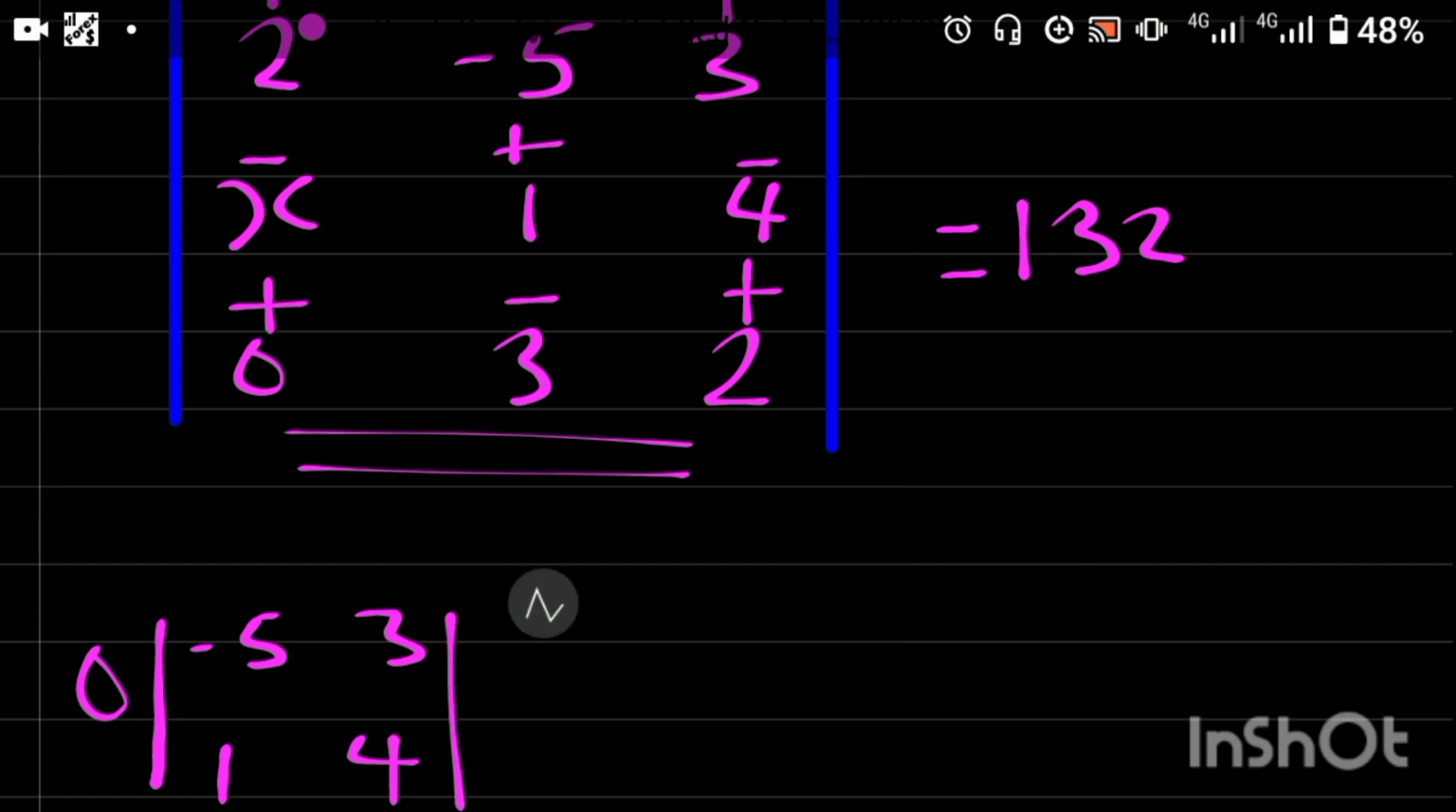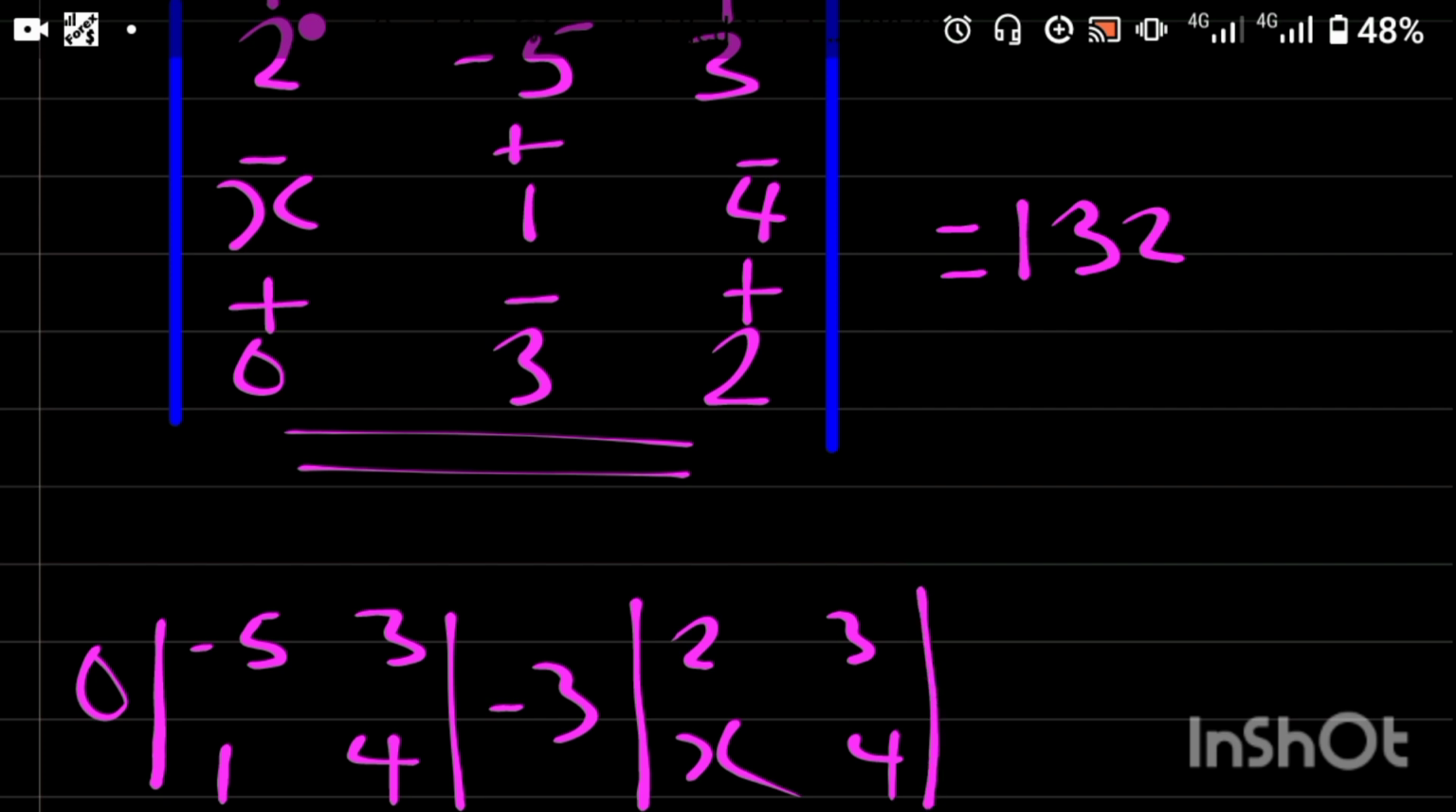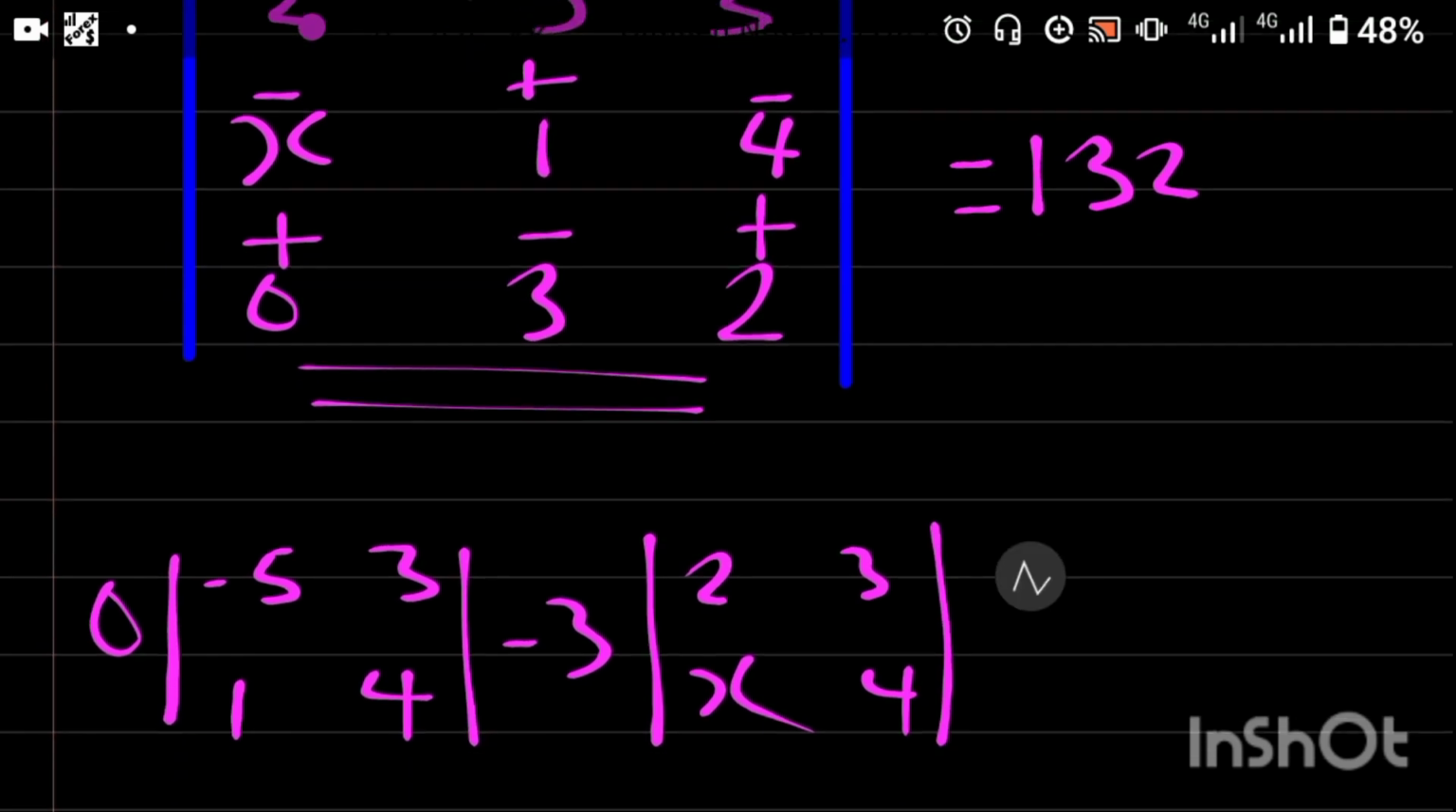Then the sign we have on top of 3 is minus. So I'm going to use minus 3 into, I will cancel the column and the row. Therefore, I have 2, 3, x, 4. Please do not attach that minus you are seeing on top of x to be a property of x. It is not.